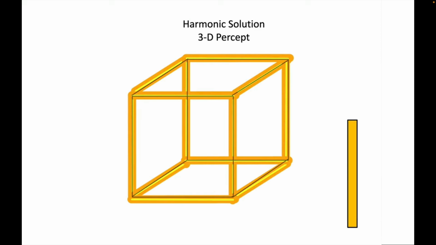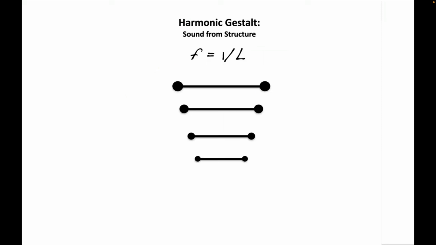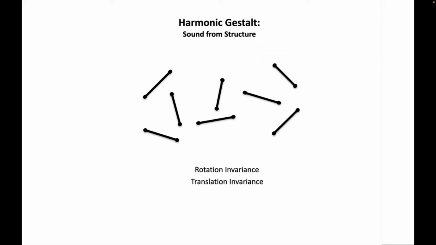Here, on the other hand, is a three-dimensional percept, and this has a single tone. It is thus judged to be the most pregnant. So the frequency of a line is 1 over its length, and this representation is by its very nature invariant to rotation, and it's invariant to translation. All of these lines would make exactly the same tone.